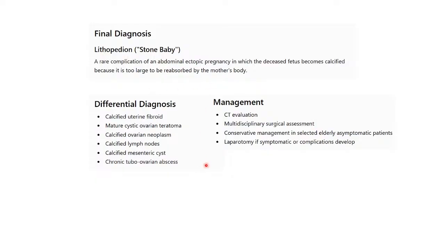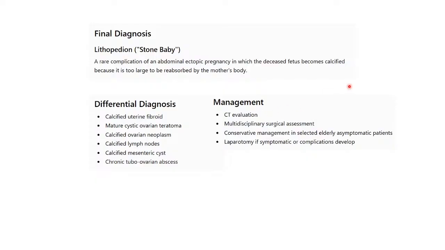So what are the differential diagnoses for a lithopedion? Calcified uterine fibroid, mature cystic ovarian teratoma, calcified ovarian neoplasm, calcified lymph nodes, calcified mesenteric cyst, chronic tubo-ovarian abscess.